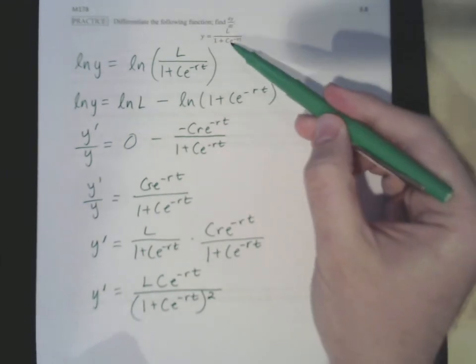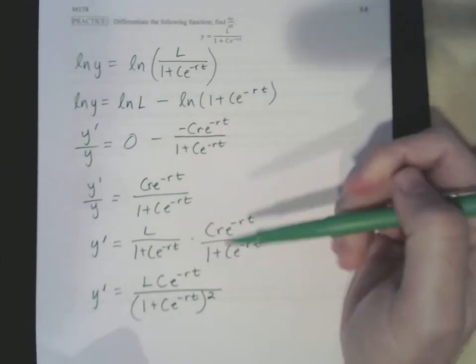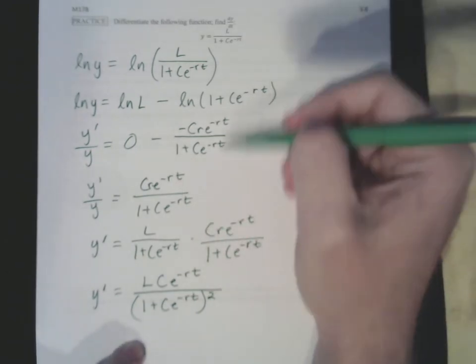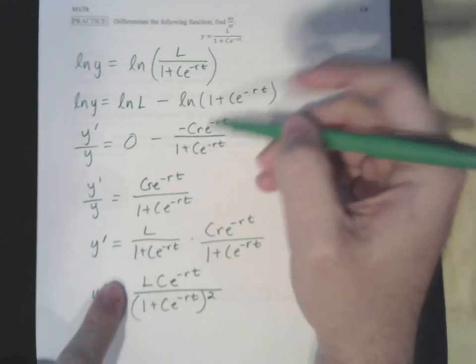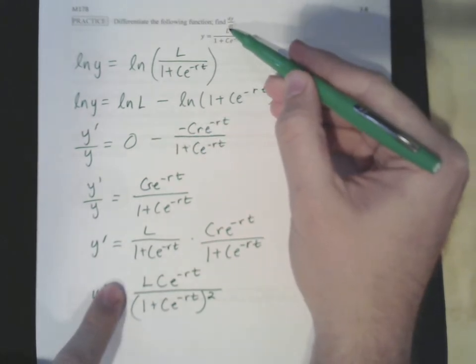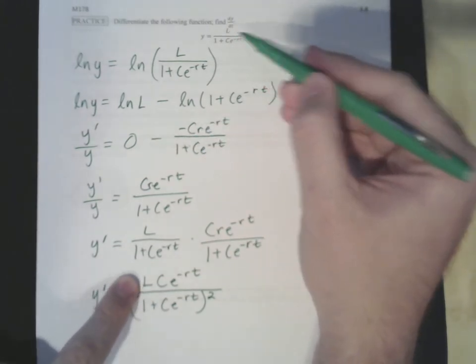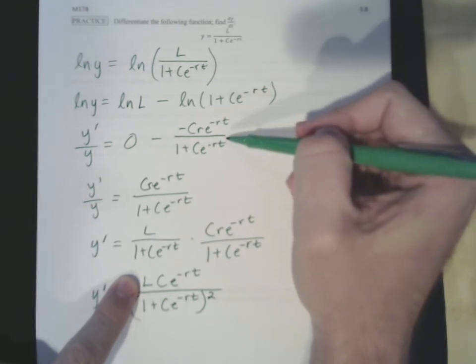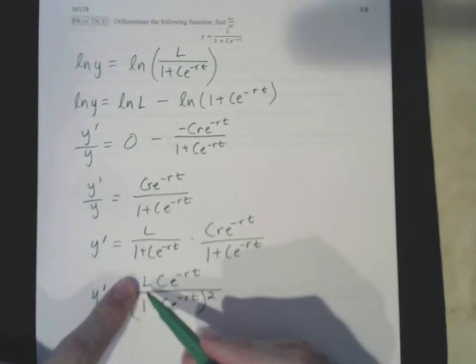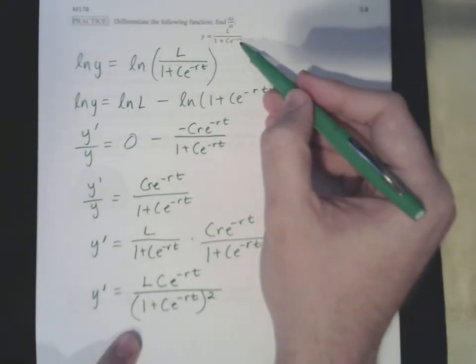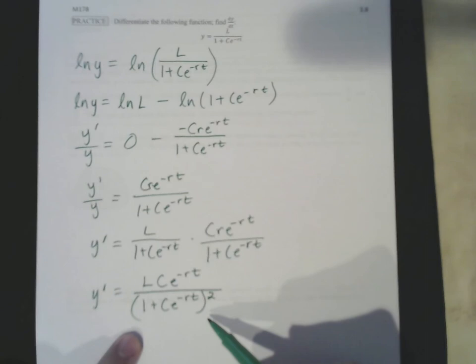And if we're looking at our original function, quotient rule says low d high minus high d low. Well, minus high d low, we'd have the minus in here that's plugged in. So minus high, this would be negative L, times the derivative of the low, which has the minus, which is why it turns to plus, over low squared, over the denominator squared, which is exactly what we have.